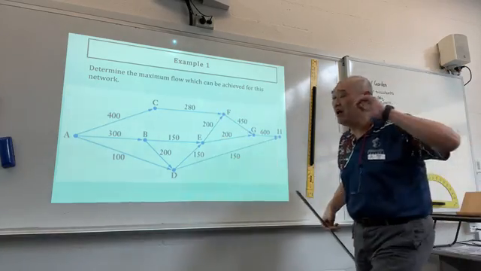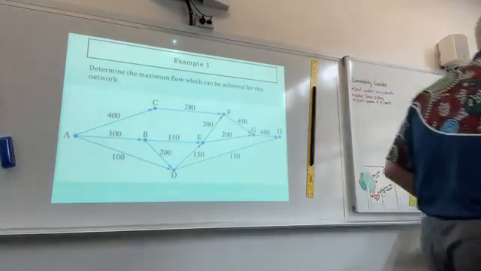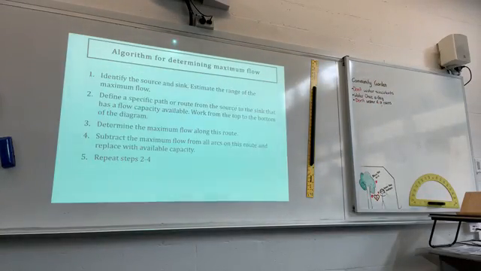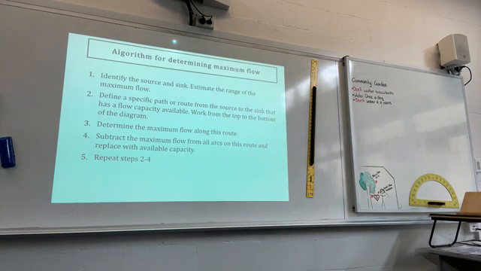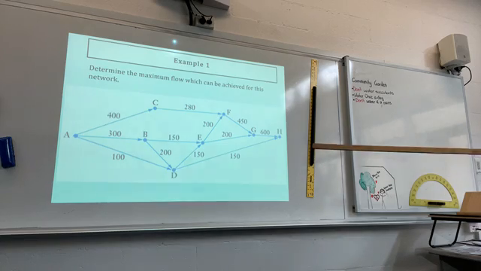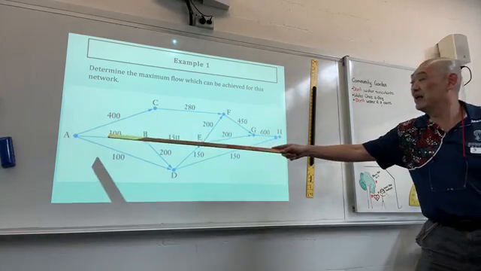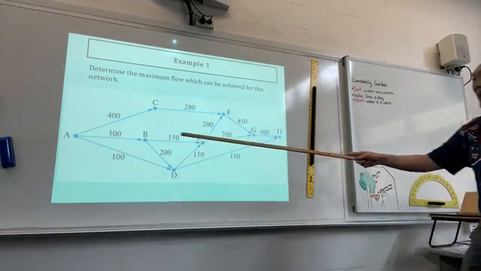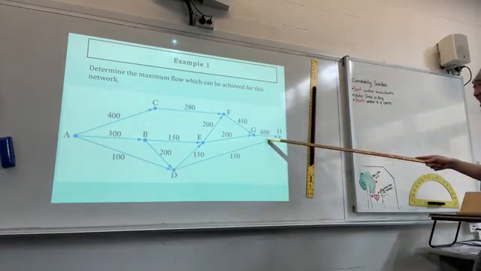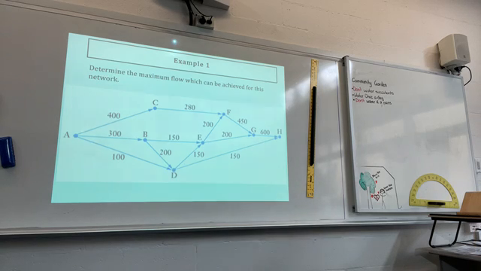Alright? Now, it's very confusing if you don't do it systematically. When I say in my summary, work from the top to the bottom of the diagram, I mean you always take this route first, and then you can take this route, and then this route, and then here, and then this will be the final one. Alright? Step by step. Now, use a different color pen and follow me, please.